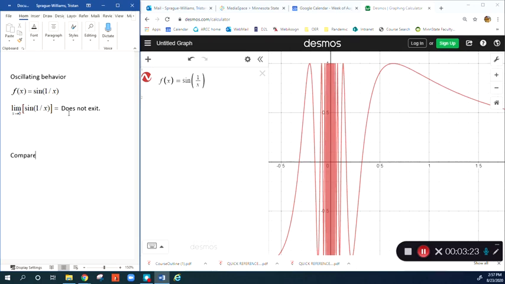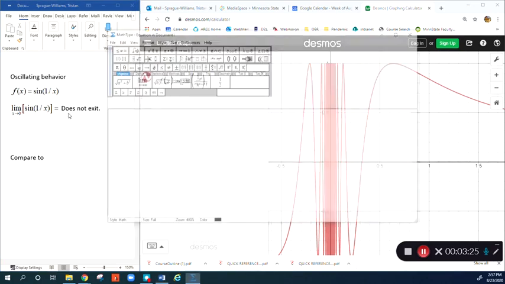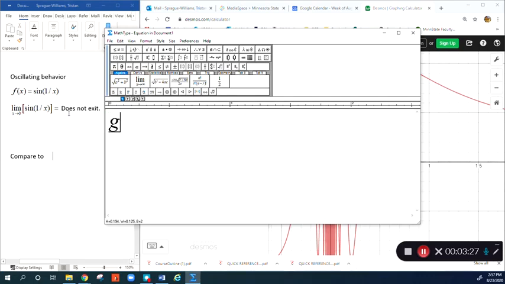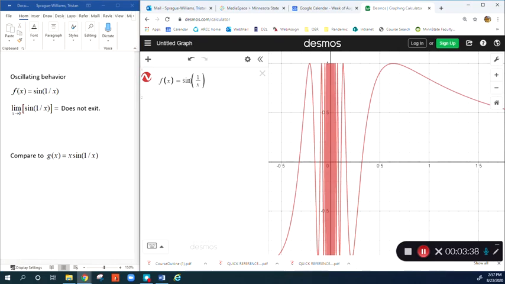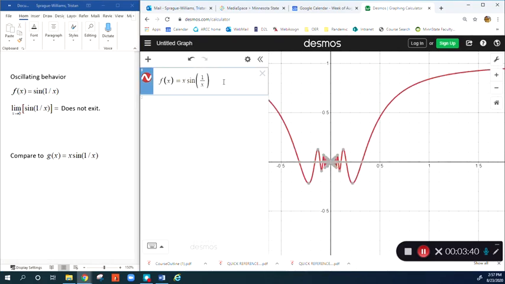Let's compare that to another function. We'll call it g, I guess, which is the same function except multiplied by x. So x times sine of 1 over x. Okay, I'm going to come in here and I'm going to take this function and multiply it by x. Now we have something that looks very different.